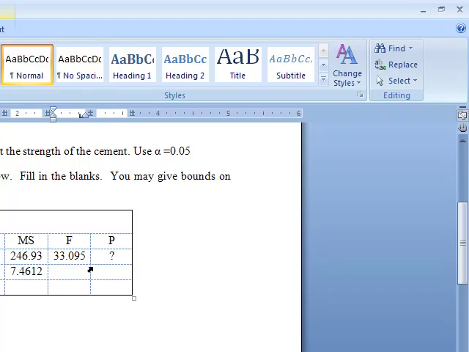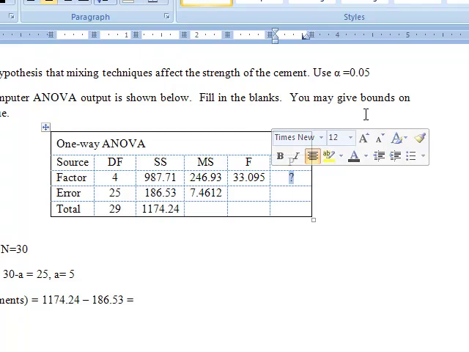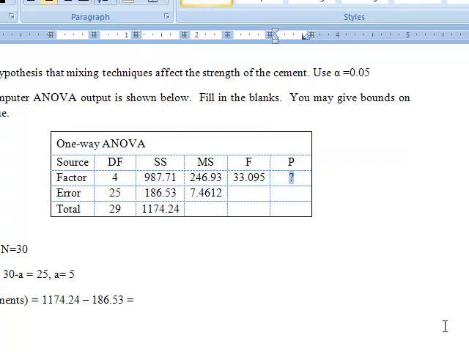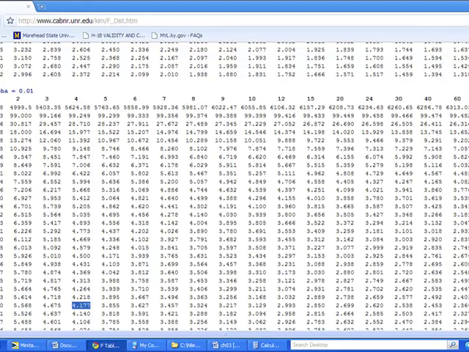We may not be able to find the exact value of p because we don't have all the tables at the back of the book. So we can at least calculate the bounds on the p value, right? Go to the appendix of your book and you will see F tables there, Appendix 4. I cannot show you those tables here, so I found some tables on the internet.